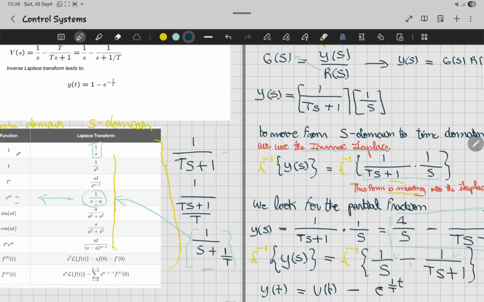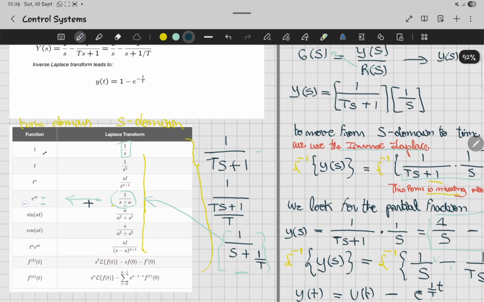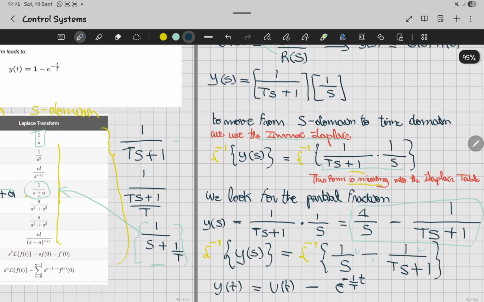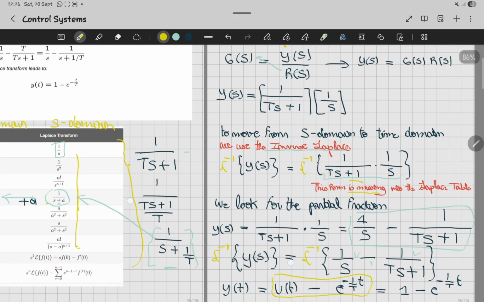Okay, 1 over t. And since we have positive inside, we say that if a is positive, this side is gonna be negative. Okay, so that's why you see we have a negative sign there in the numerator. So this is what we get, or either we can write it in this form: 1 minus e to the negative t over tau. So this is the answer that we're going to get for this question. And that's what you see here.